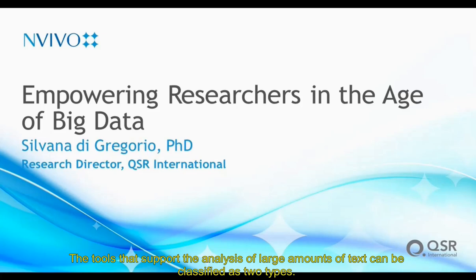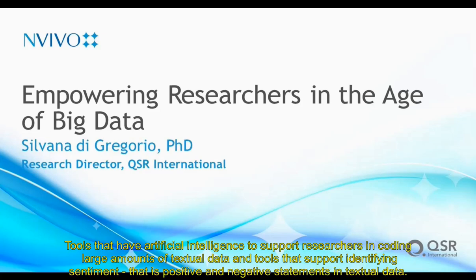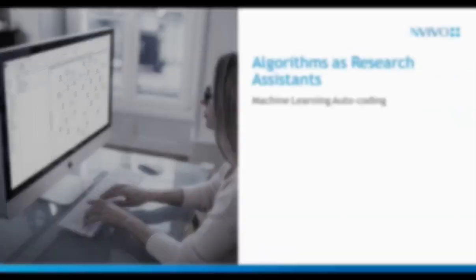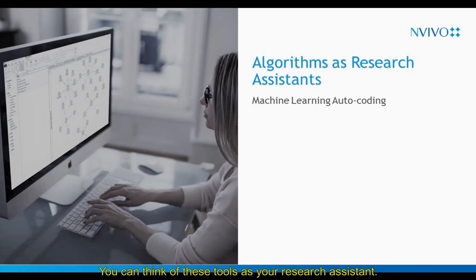The tools that support the analysis of large amounts of text can be classified as two types. Tools that have artificial intelligence to support researchers in coding large amounts of textual data, and tools that support identifying sentiment, that is, positive and negative statements in textual data. You can think of these tools as your research assistants.